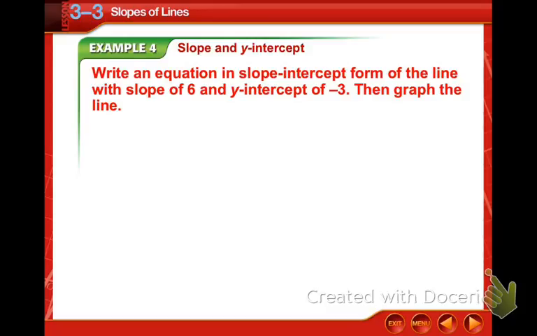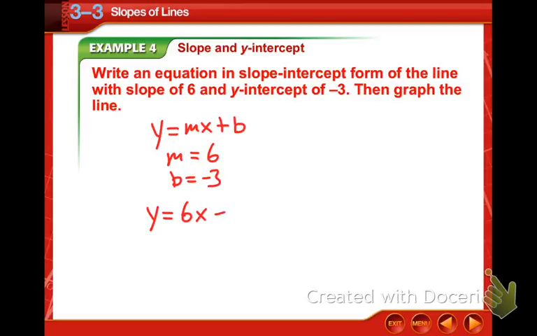Next question says, again, slope-intercept form. It gives us our slope, gives us our y-intercept. Super easy. It says to graph it. We're not going to do that. So, y equals mx plus b. Our m is 6. Our b, sorry, is negative 3. So y equals 6x minus, because it's a negative b, 3. And there's our equation. Super easy.